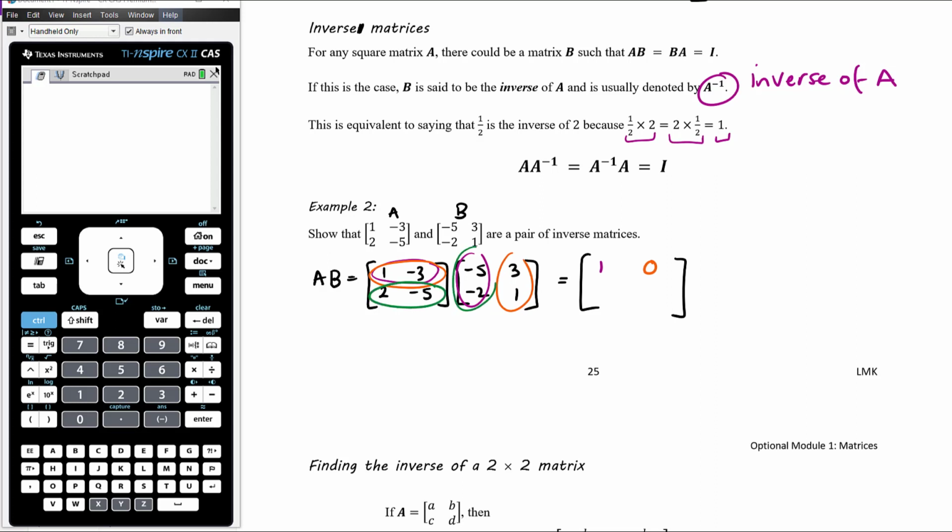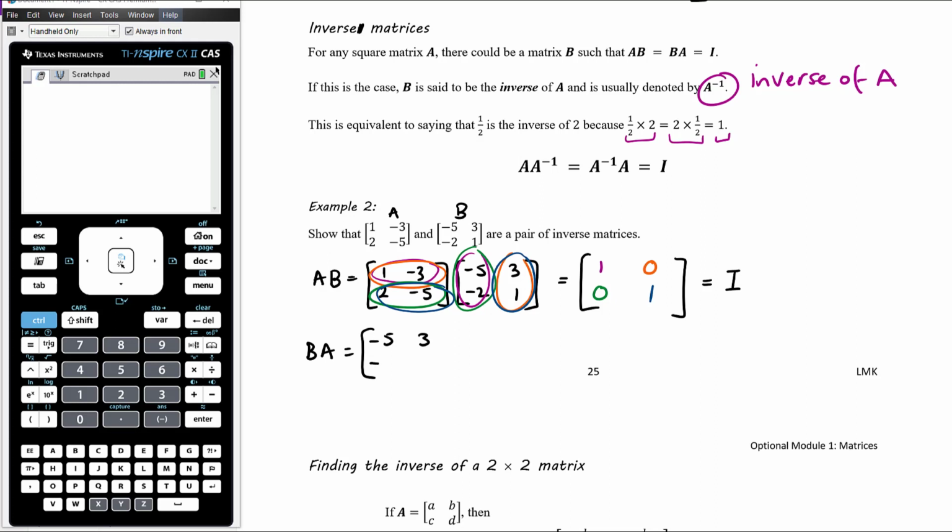Bottom row times left column, 2 times -5 is -10, plus -5 times -2 is +10, so -10 plus +10 is 0. And bottom row times right column, 2 times 3 is 6, plus -5 times 1, which is -5, so 6 plus -5 is 1. And so we indeed see that A times B gives us the identity matrix, and we should be able to check that if we do it the other way around, we get the same.